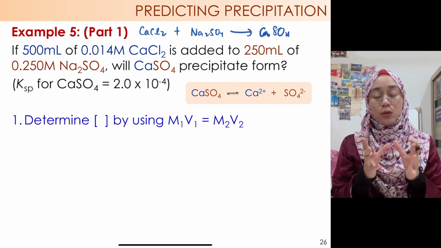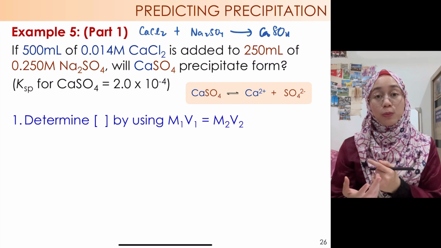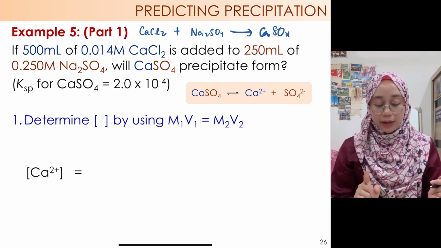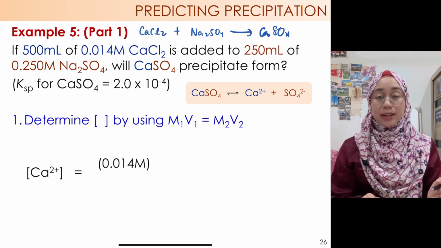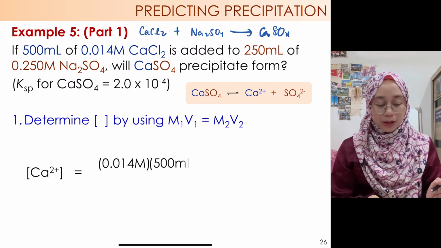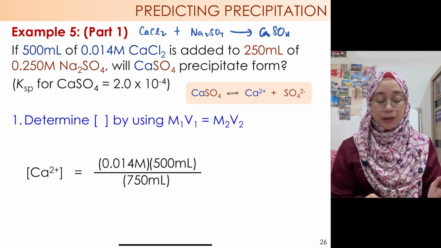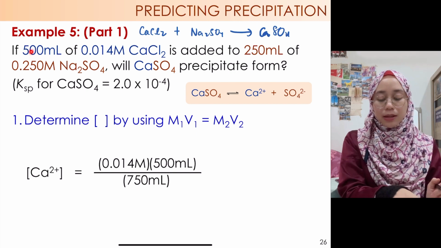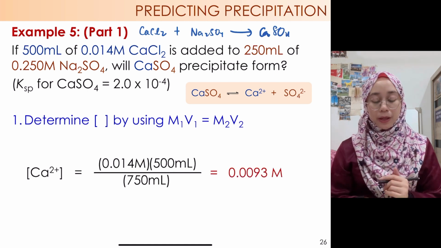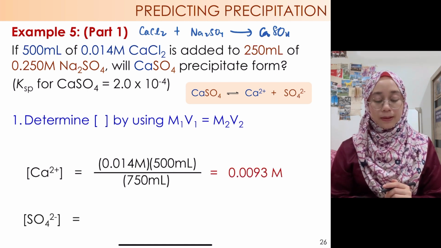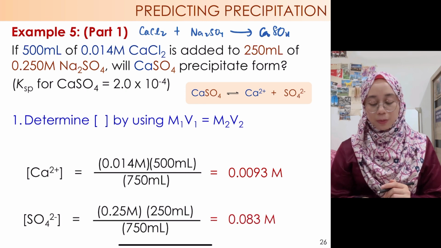Bermaksud bila kita dah mixkan those two compound together, the concentration of the calcium ion dengan sulfate ion akan berubah, sebab volume of solution tu lain dah. Jadi in order untuk cari the calcium punya concentration class, kita akan guna maklumat daripada CaCl2. Because the calcium ion datang daripada CaCl2 kan, so kita akan guna concentration of CaCl2, volume of CaCl2 divide by 750 ml. Kenapa 750 ml? Because kita ada 500 ml of CaCl2 and 250 ml of the Na2SO4. So kita kena cari the new concentration. Concentration of SO4 2- pula datang daripada sodium sulfate. Therefore kita kira balik, dan kita akan dapat 0.083 molar.